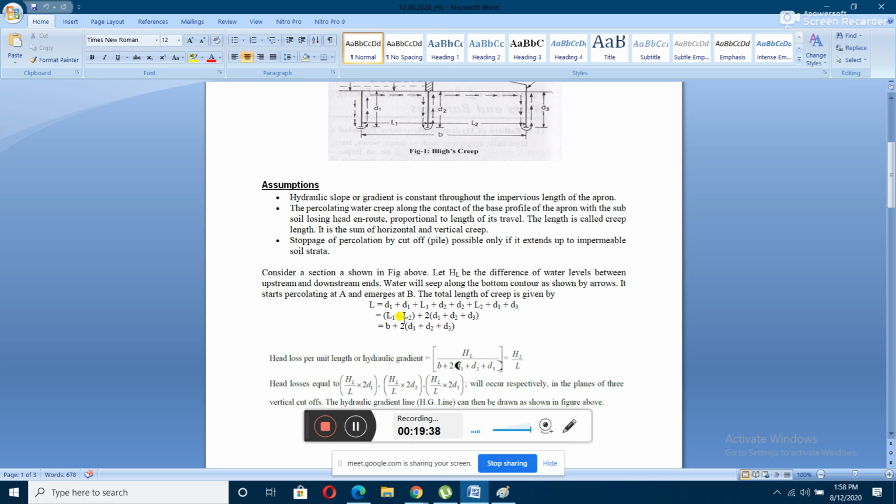So L1 plus L2 can be replaced by B, and there are 2 times D1, D2 and D3. If you take out 2 as the common factor, then it is 2 times D1 plus D2 plus D3, plus B. That gives us the total creep length. Yes or no?